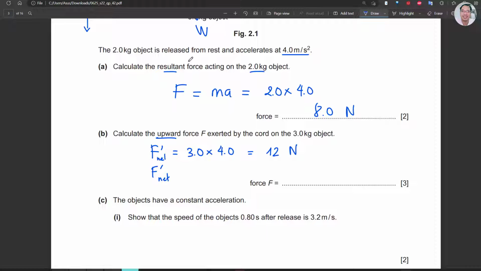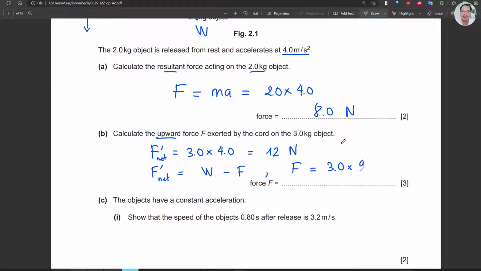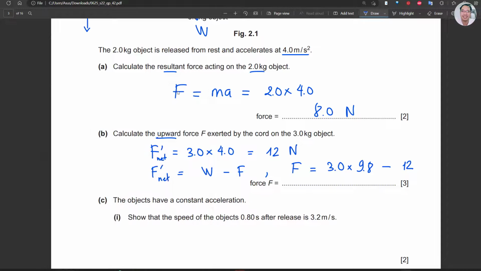is the difference of the weight and the upward force. Therefore the upward force is the weight, which is 3 times, I don't know if you are allowed to use 10 or 9.8, but in case, 9.8 is always better, and then subtract the net force, which is 12. So 3 times 9.8, and then subtract 12. The upward force is 17.4, and if we round to two significant figures, it is 17 newtons.